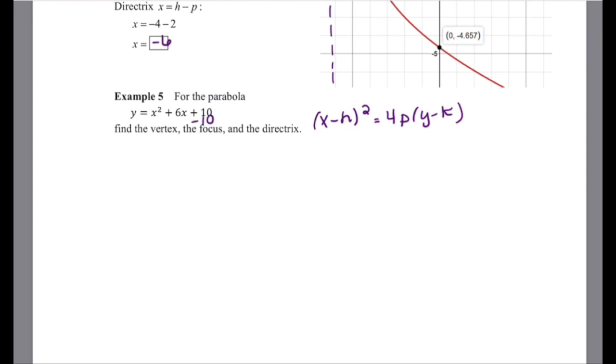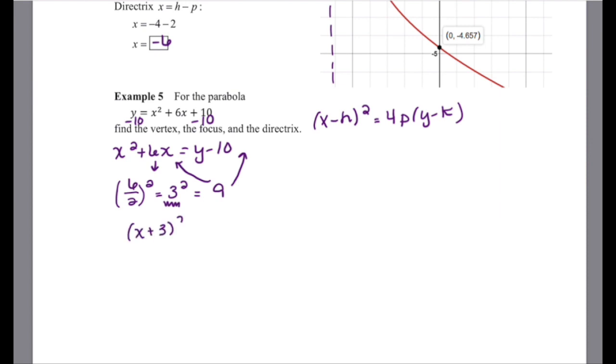So if I were to subtract 10 from both sides, I would have x squared plus 6x equal to y minus 10, just rearranging them. We're going to have to complete the square. So I'm going to take 6 divided by 2 and square it, which is 3 squared, equal to 9. This is the part we'll use for factoring. So I want to add 9 to the left and to the right. So its factored form on the left is going to be (x plus 3) squared equal to y minus 1.